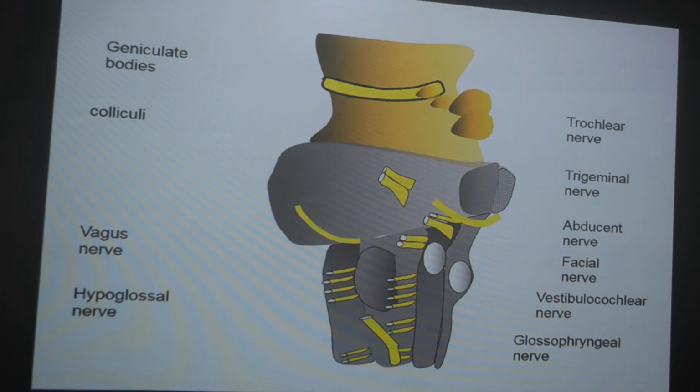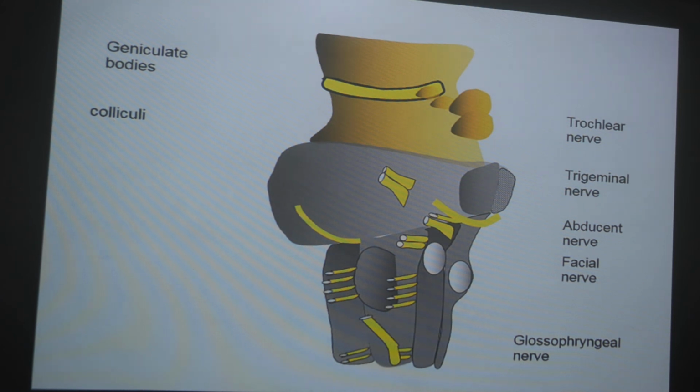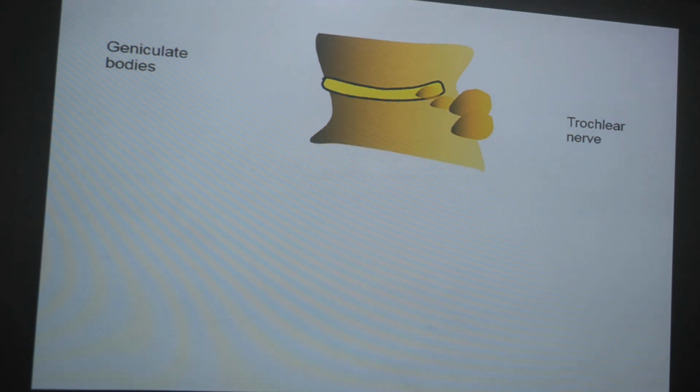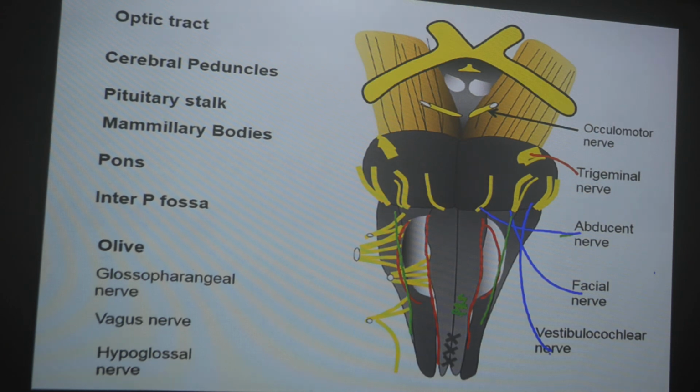Not cerebri, the cerebral peduncles. If we go here, these are the cerebral peduncles, and they are mainly formed by the corticospinal tracts, the corticonuclear fibers, and the corticopontine fibers, which are coming from the cortex. They will go to the pons, relay there, and then pass to the cerebellum.